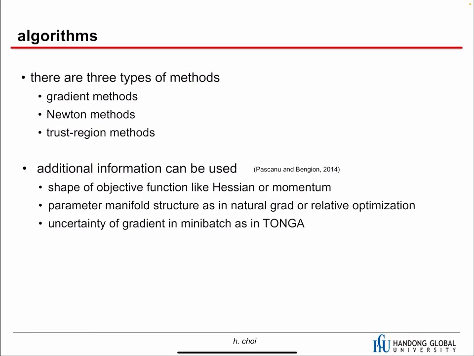Now we're going to talk about specific algorithms. And as I said, there are three types of method. First one is gradient, and second is Newton method, and the third one is trust region method. And the gradient method is based on the first order approximation, and Newton method is based on the second order approximation. And there are pros and cons in this method and this method.